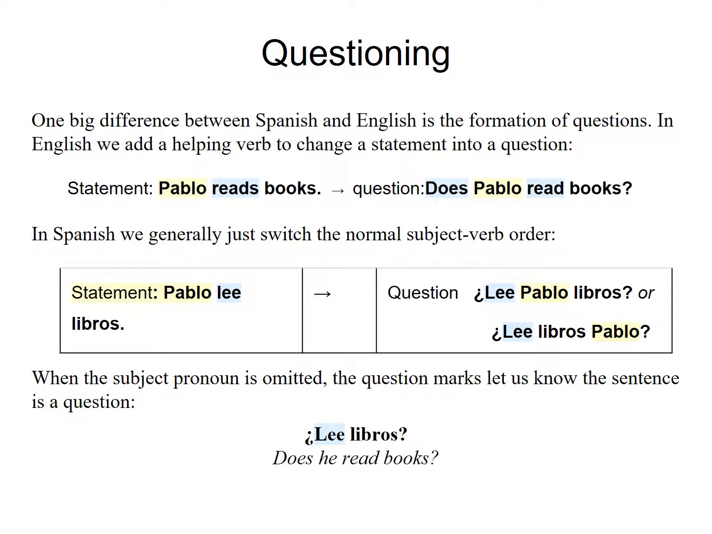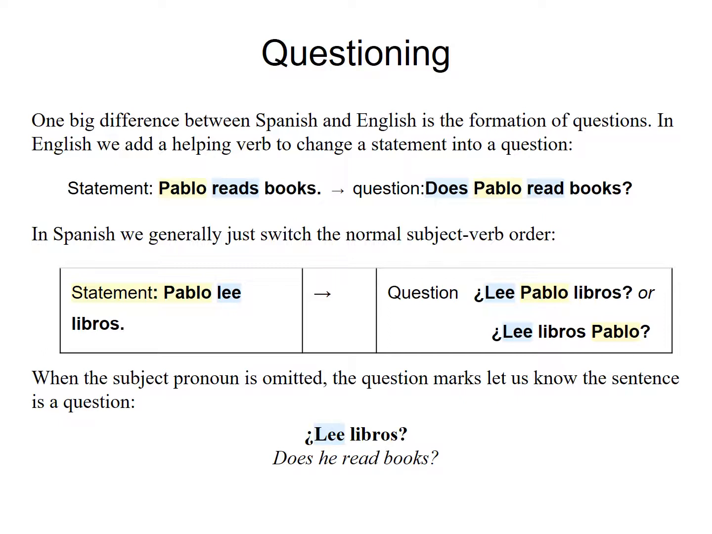One big difference between English and Spanish is the formation of questions. In English, we add a helping verb to change a statement into a question. For example, the statement, Pablo reads books, changes to the question, does Pablo read books?